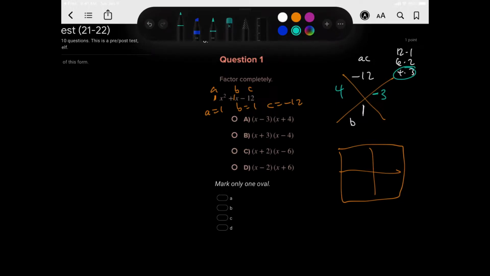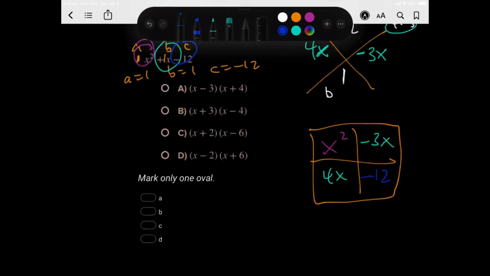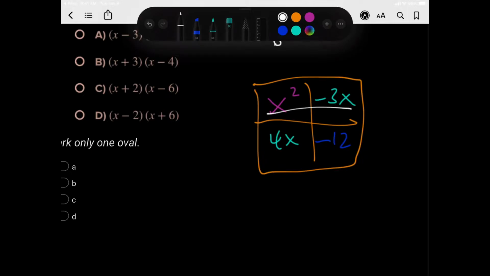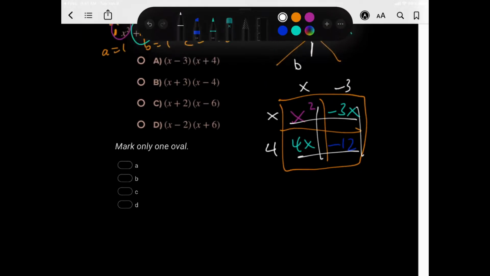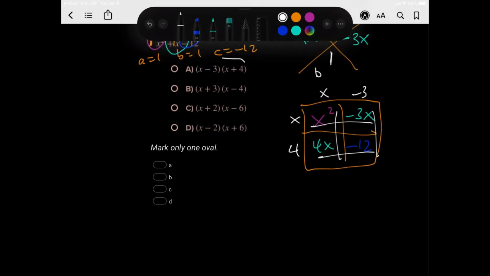So this would be negative, and remember this term, it being split here. So the 4x and negative 3x go here always. The A value goes right here, and then the C value, negative 12, always goes in the bottom right. Here we're just taking out the greatest common factor, so that would be an x. This would be a 4, x, and a negative 3. So x plus 4, x minus 3, which was choice A is our answer.